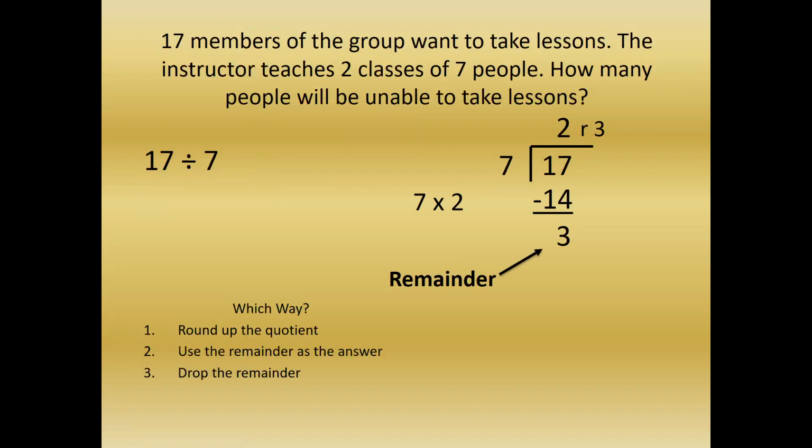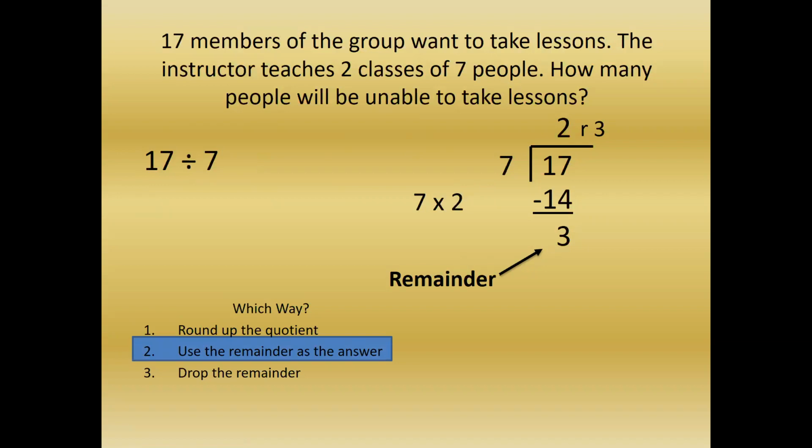So now which way are we going to use the remainder? Are we going to round up the quotient so that it becomes 3? So how many people will be unable to take lessons? 3? Or would we use the remainder as the answer? So 3 people wouldn't be able to take the lessons? Or would we just drop the remainder and say 2 people would be unable to take the lessons? Which one do you think makes the most sense?